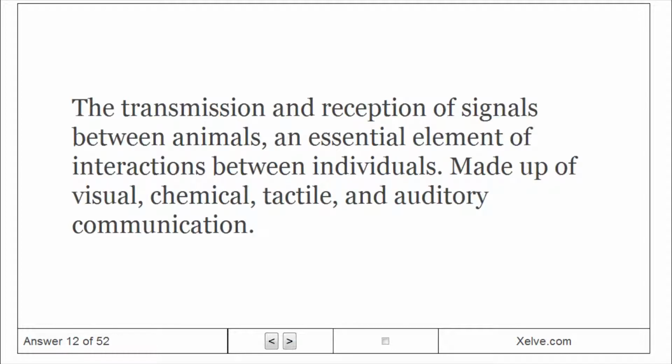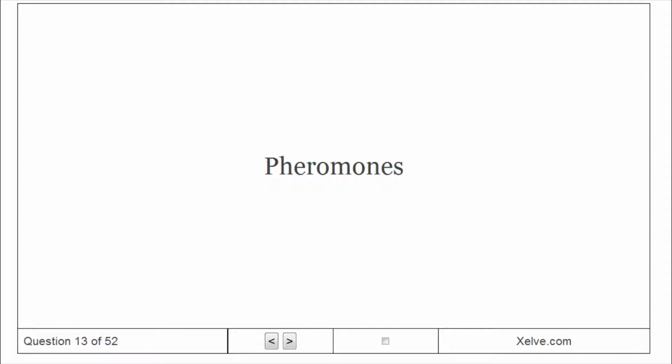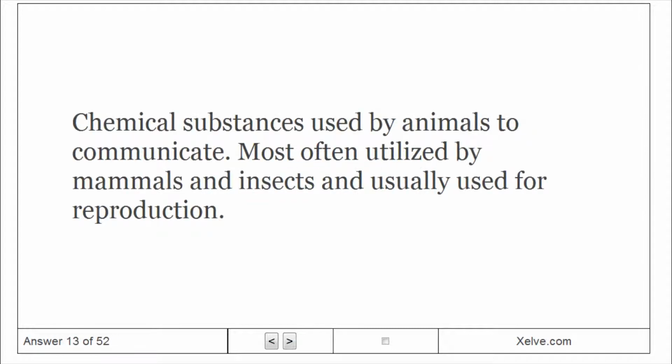Communication: the transmission and reception of signals between animals, an essential element of interactions between individuals, made up of visual, chemical, tactile, and auditory communication. Pheromones: chemical substances used by animals to communicate, most often utilized by mammals and insects and usually used for reproduction.